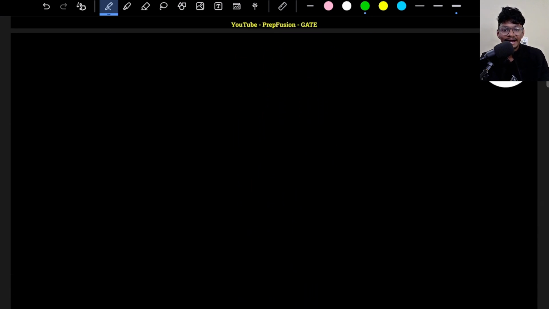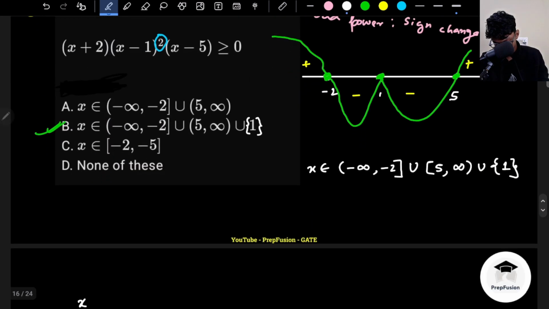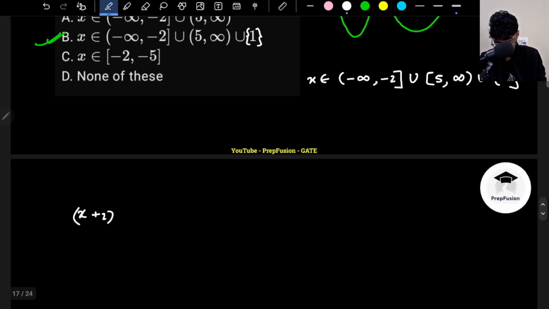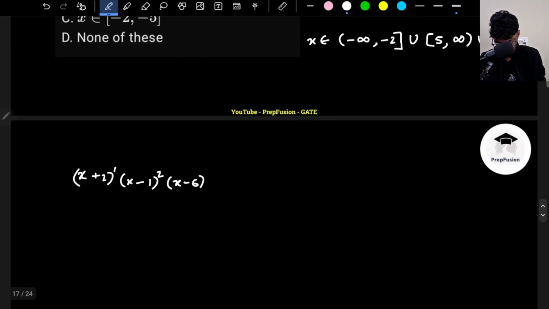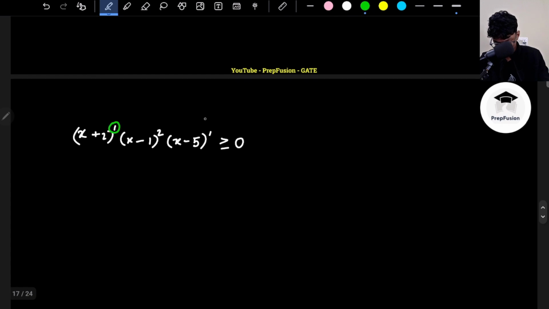Okay, if I had an odd sign here, what is the rule doing? First you have to write in factorized format, and then write the powers of the factors. This is x plus 2 raised to power 1, this is x minus 1 whole square, this is x minus 6, x minus 5 raised to power 1, greater than or equal to 0. Here I'm seeing this is odd power, this is odd power, these are odd power, so signs will change.